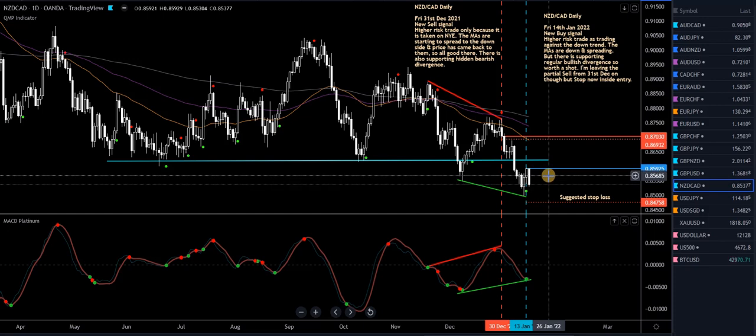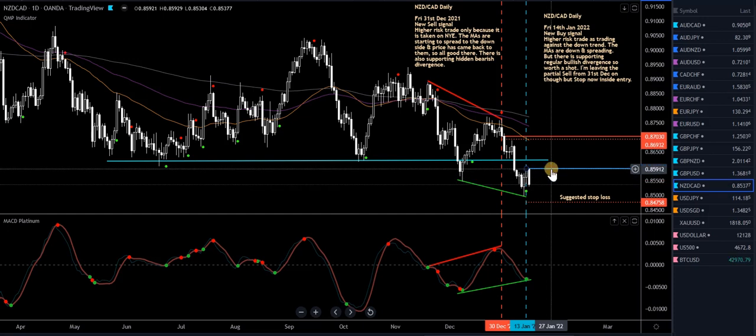If there's 1,000 pips on offer and I get 750, I'm a happy trader. If I get 1,000, I'm ecstatic, but I don't expect 1,000. I expect 500 to 700, something like that. So you just got to be realistic and be a bit smart about it.